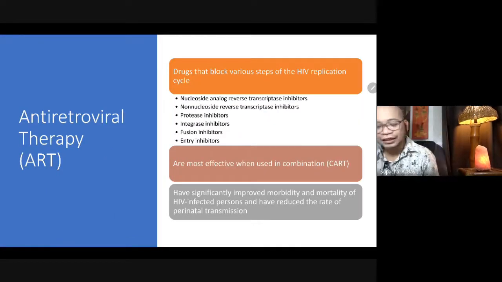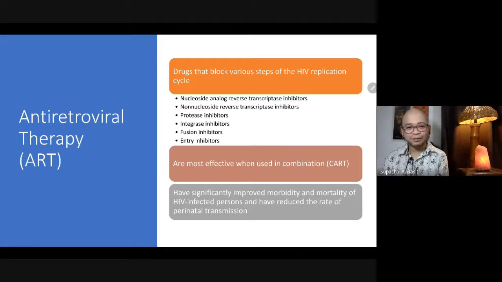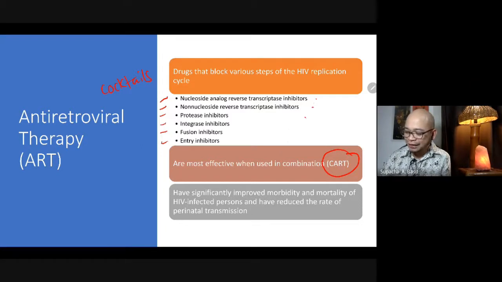Okay, so let's talk about the antiretroviral therapy. The most effective is when you combine these drugs. When you combine these drugs, we call it the CART, the combination antiretroviral therapy. As you can see, each of these cocktails, as we call them, will prevent each stage of the life cycle of the virus.